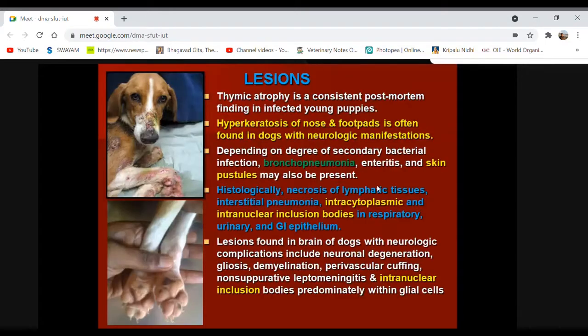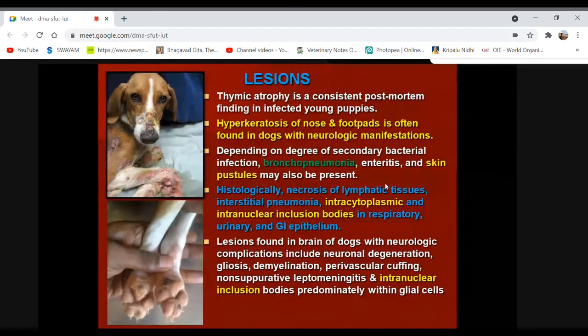Then coming to the lesions, one of the most consistent PM findings is thymic atrophy. The thymus gland used to be atrophied mostly in young puppies. And the hyperkeratosis, as we have already discussed, of the nose and the footpad, that used to be very common along with the neurological signs.